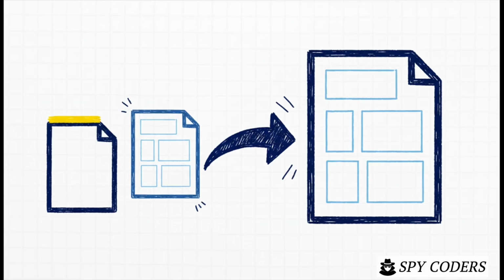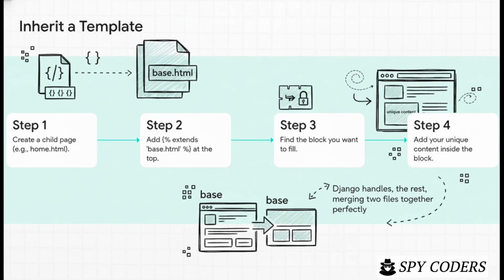Here's the second piece of the puzzle. To make a child page use our master template, we add just one line of code at the very, very top: {% extends 'base.html' %}. This one command tells Django, hey, go grab everything from the base.html file and use it as my foundation. And the process is just so simple. First, you create your new page, let's say home.html. Then you tell it to extend that base file. After that, you just find the block you named, in our case content, and you put only your unique homepage stuff inside it. That's it. Django does all the heavy lifting of merging the two files together perfectly.